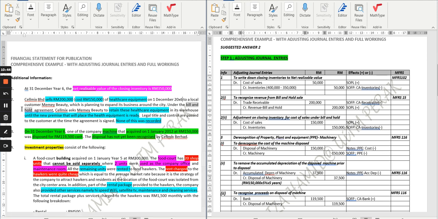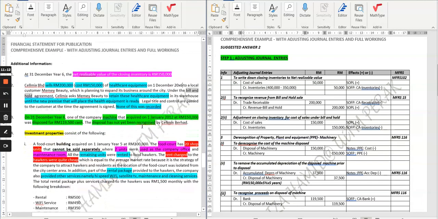Under the bill and hold agreement, if you can recall, the delivery of goods is being delayed at the request of the buyer for certain agreed reasons. So here, Selmic asked Mimi to retain this healthcare equipment in its warehouse. So the reporting entity buys goods, but they do not want to take up the goods, right, to retain the healthcare equipment in its warehouse until the new premise that will place the health equipment is ready.